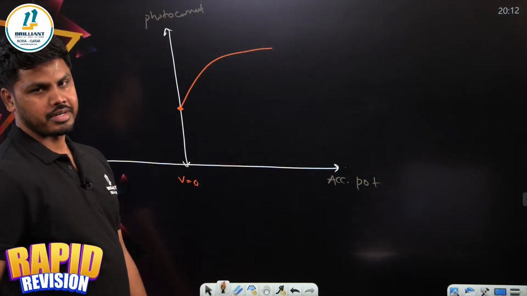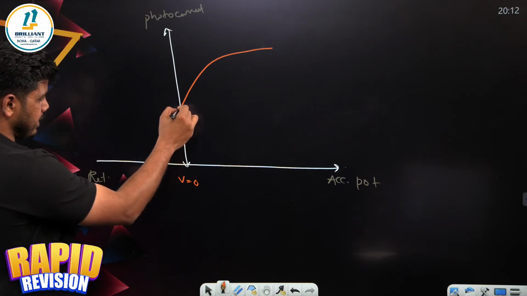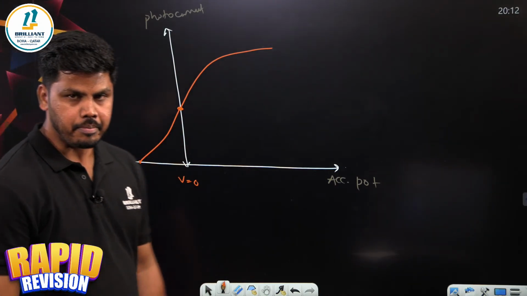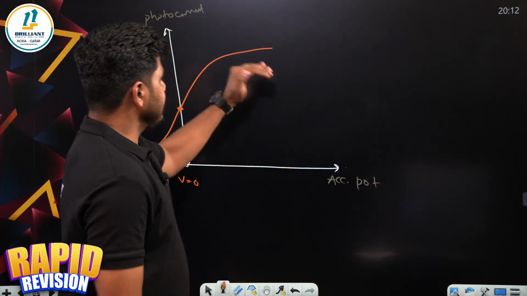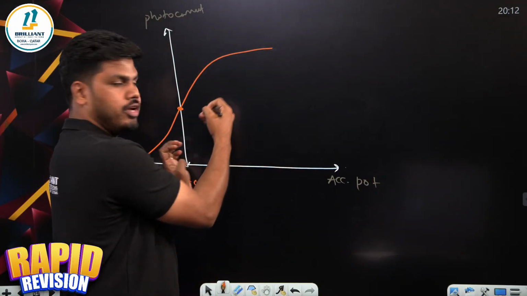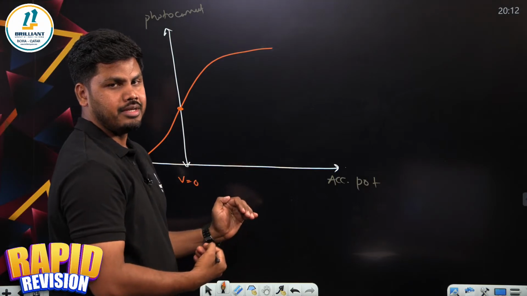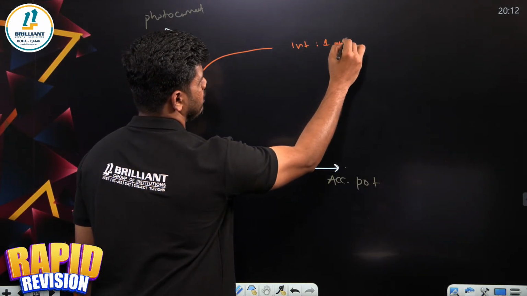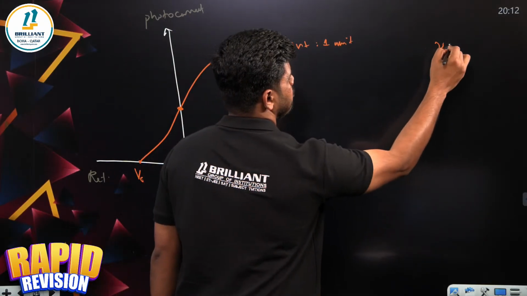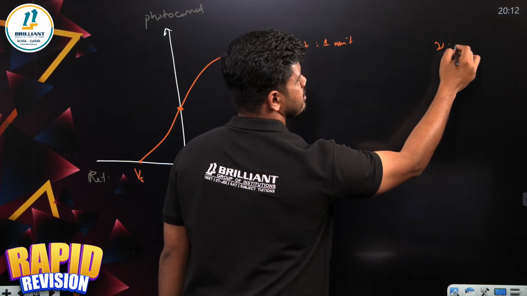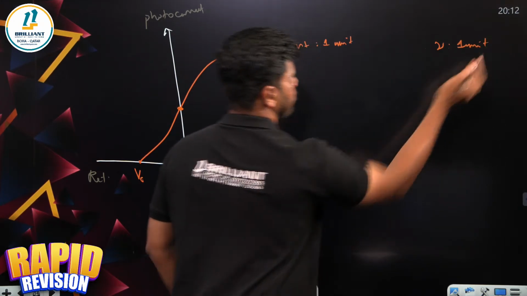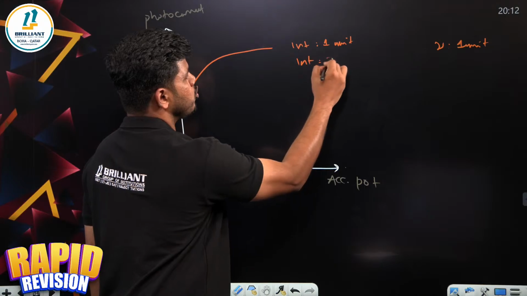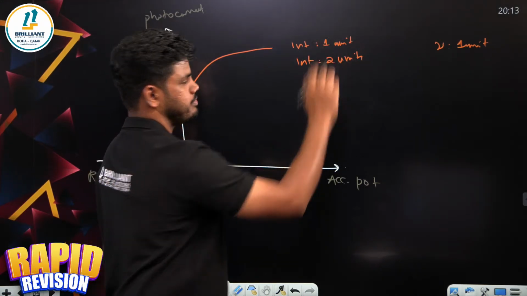There was a saturation current, and on the other side it decreases, right? And this point is the stopping potential V naught. This is the graph we obtained from an experiment in which intensity was 1 unit. I am going to keep frequency constant. Frequency is 1 unit, I am not changing it. Only intensity let me change. If I change intensity to 2 units, what will be the difference?